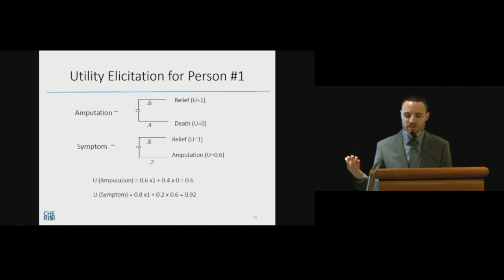Same thing with the symptom, 0.8 times 1 for relief plus 0.2 times the amputation, 0.6, and you can see that, okay, in that case, we would expect a utility of 0.92, right?